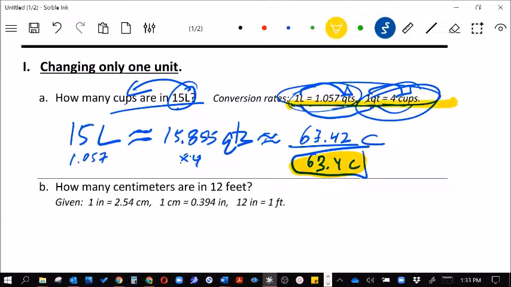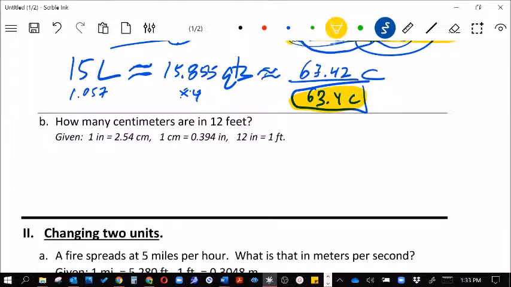So use conversion rates by thinking about what makes sense. What do I multiply to get to the next unit? That's if you're doing a single unit change. So here we're doing another single unit change. We have to go from 12 feet to centimeters. I'm going to go from 12 feet to inches first, because there is no feet to centimeters here, and then from inches to centimeters.